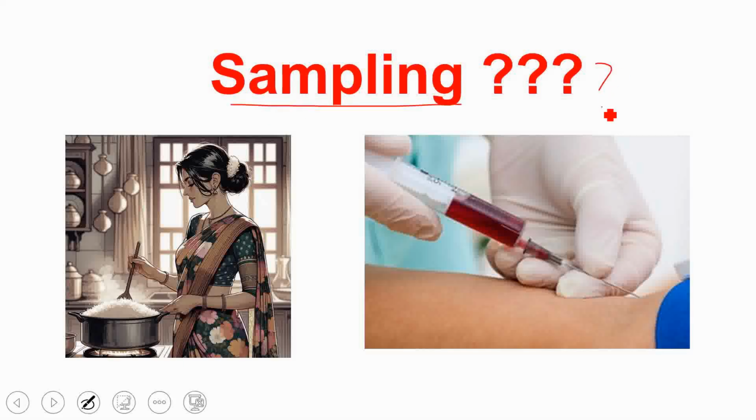What is sampling? Sampling is a part of our everyday life. For example, a housewife takes 1 or 2 grains of rice and decides whether rice is cooked or not. Or a pathologist takes a few drops of blood and tests for any change in the blood of the whole body than normal, etc. These are examples of sampling.